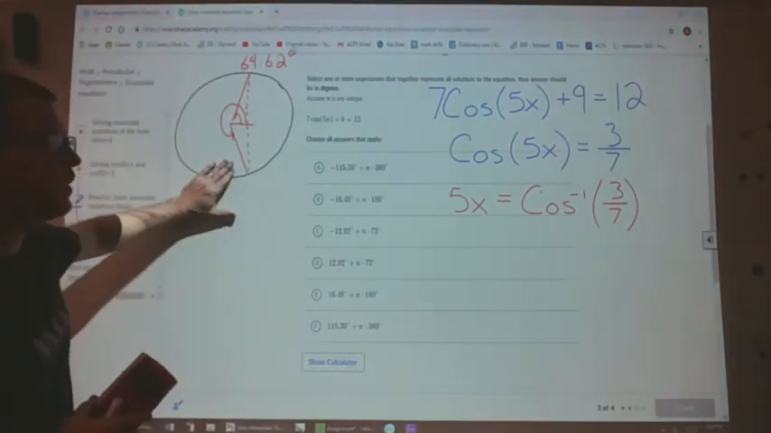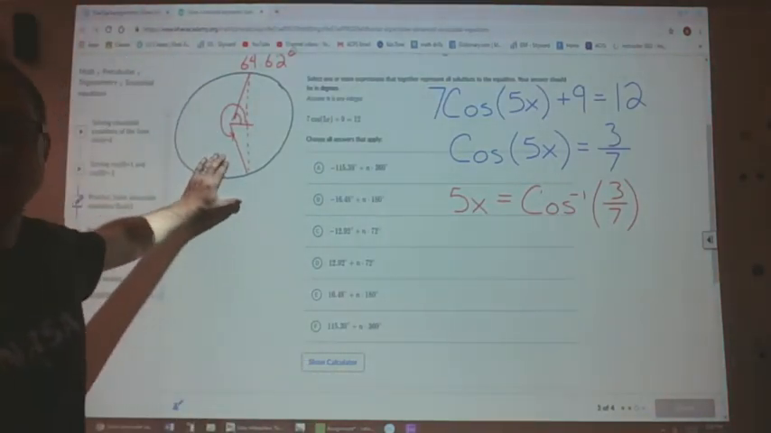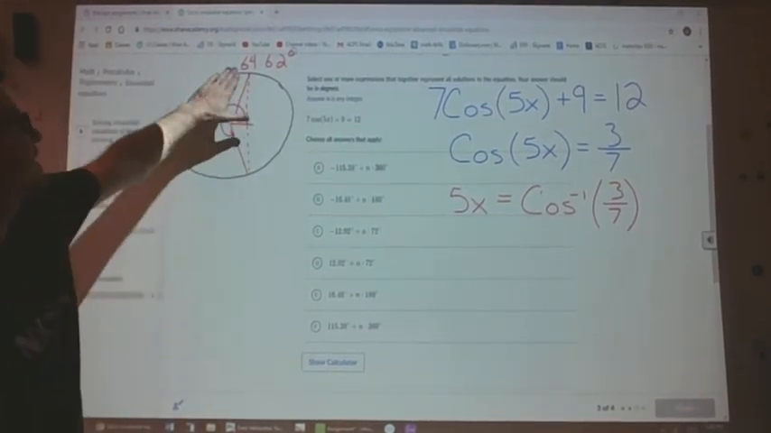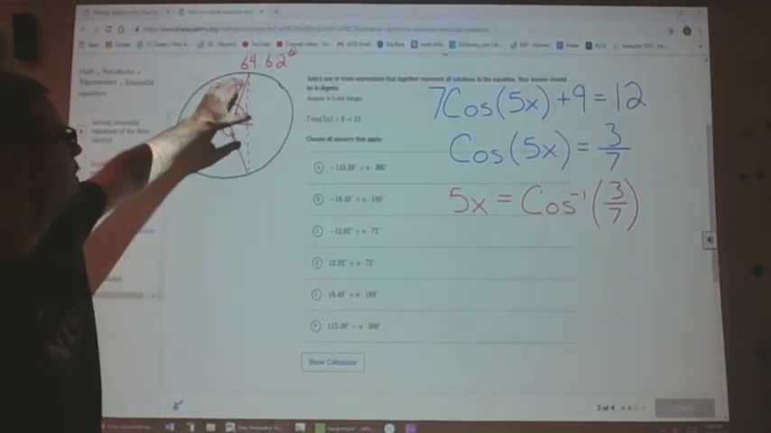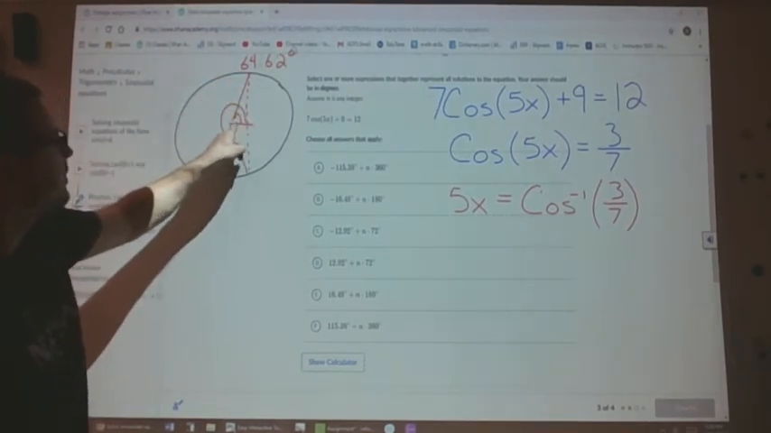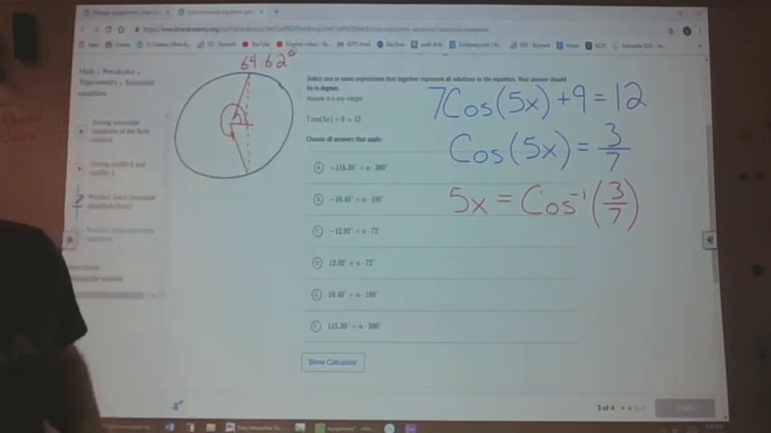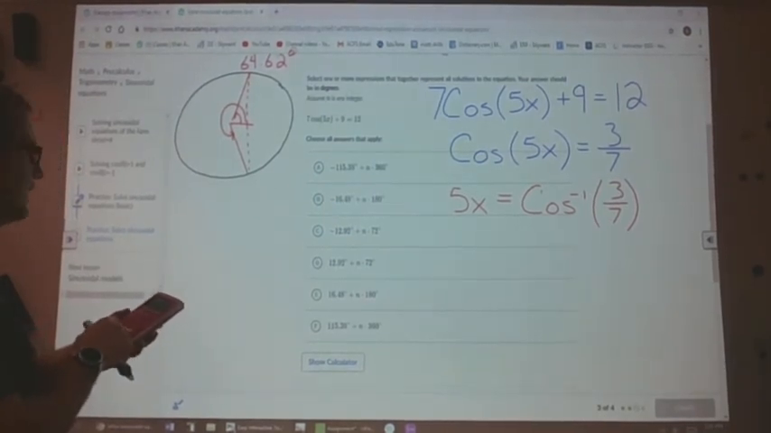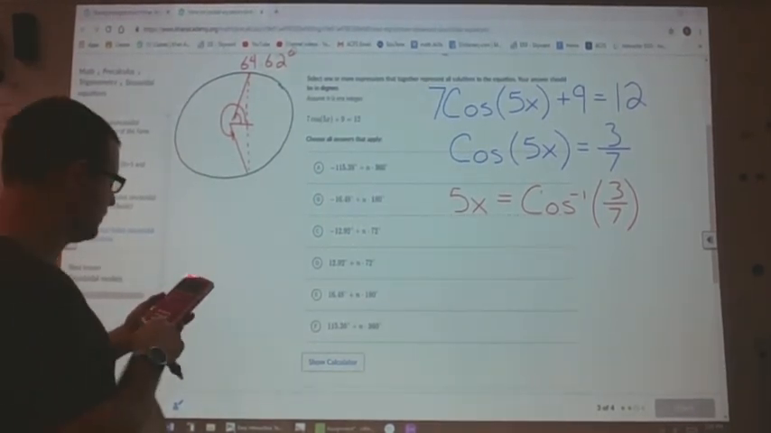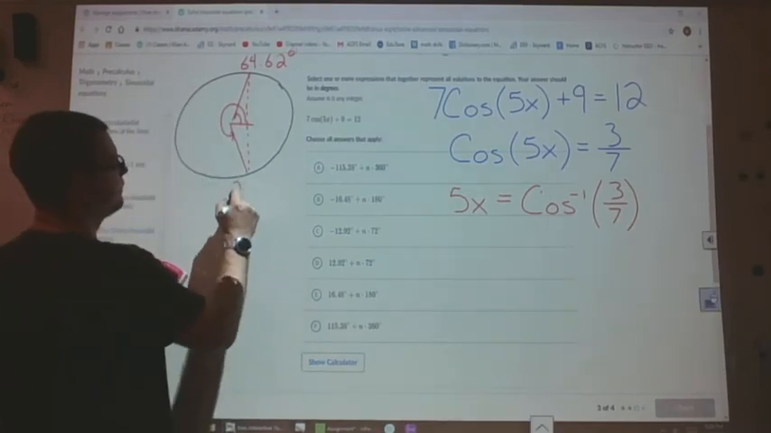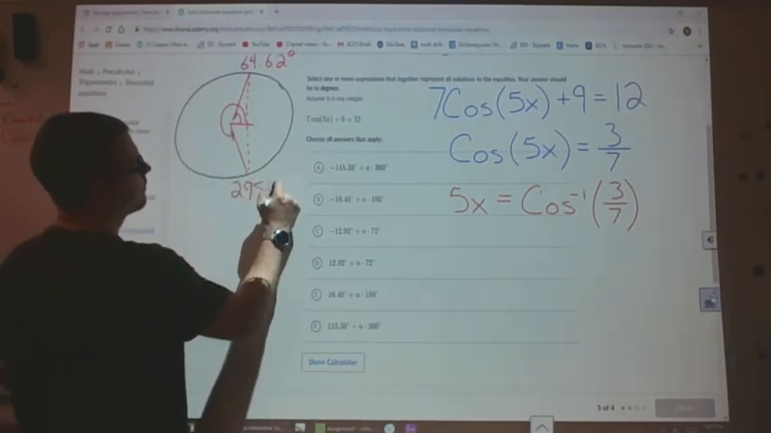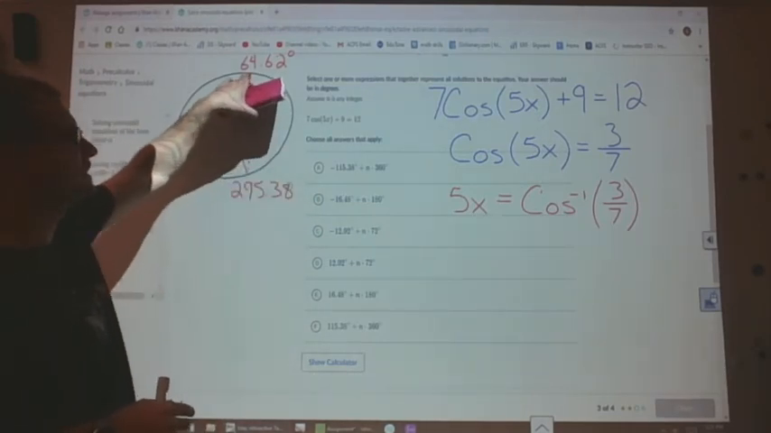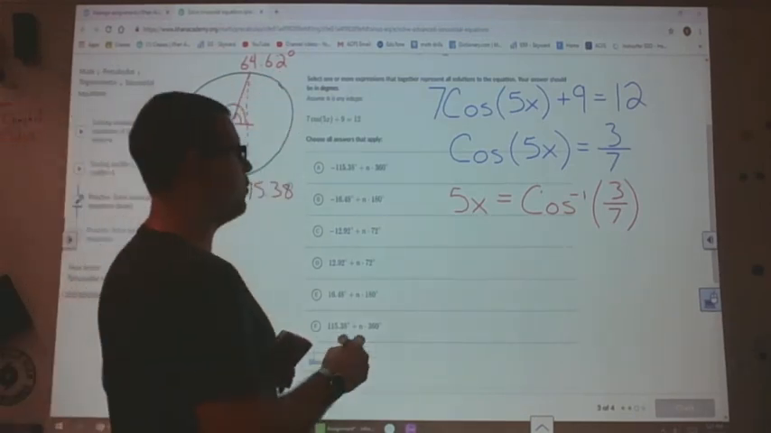I know there's a second one only because I am familiar with the unit circle and I sketched the system out. So if that's 64.62, that's this angle. That must be equal to this angle. So 360 minus that will give me the measure of that other angle solution. So 360 minus 64.62 is 295.38, plus or minus 360.